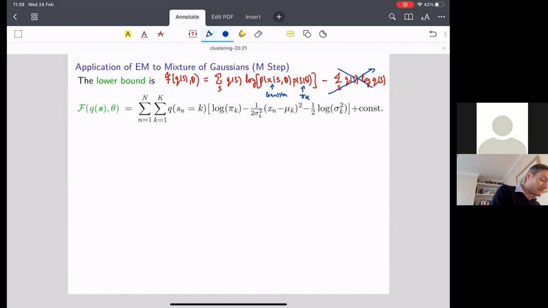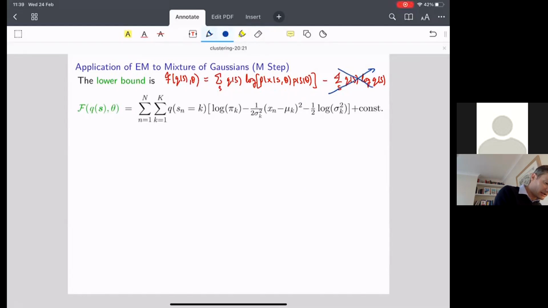And this sum over here becomes a sum over all settings of our latent variables. And our latent variables can take one of k settings. So I can just sum over k to handle this sum out the front. So putting all that together here, we get the formula below.